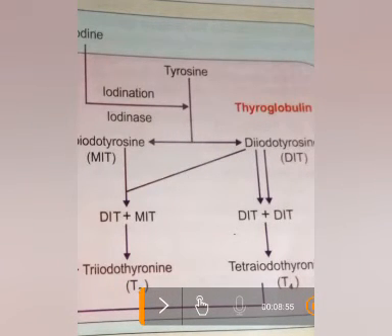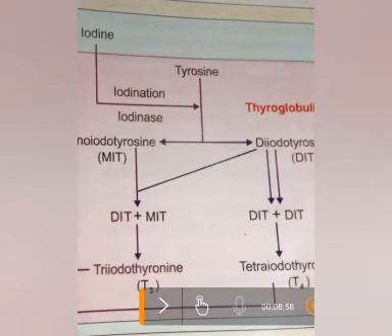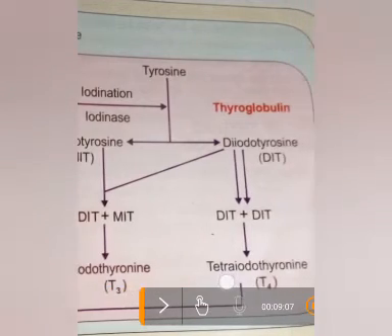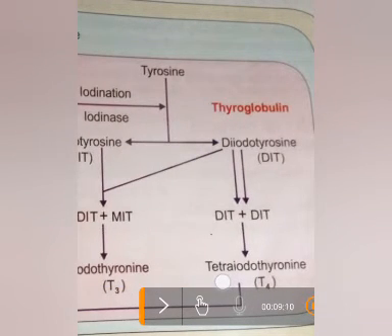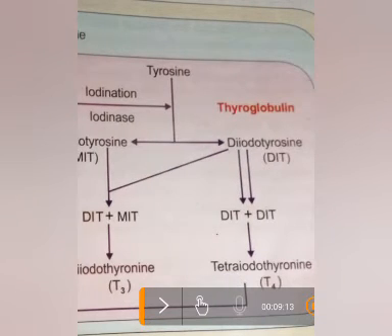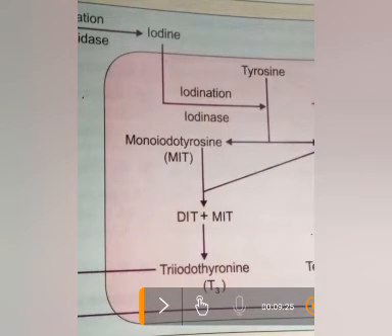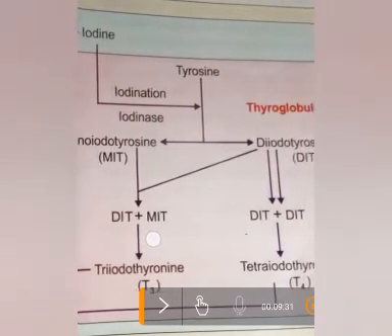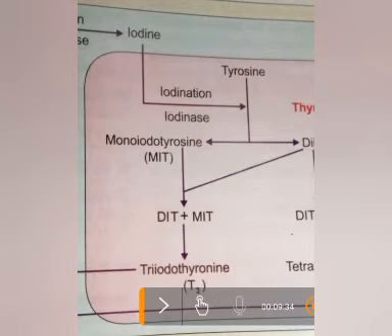Okay. The next one is the coupling reaction. You can see from the picture itself, two molecules of diiodotyrosine form tetraiodothyronine, or thyroxine, the T4 thyroid hormone. One diiodotyrosine plus one diiodotyrosine give rise to tetraiodothyronine, that is T4. The next one is one monoiodotyrosine combined with one molecule of diiodotyrosine, which gives rise to triiodothyronine, the T3 thyroid hormone.